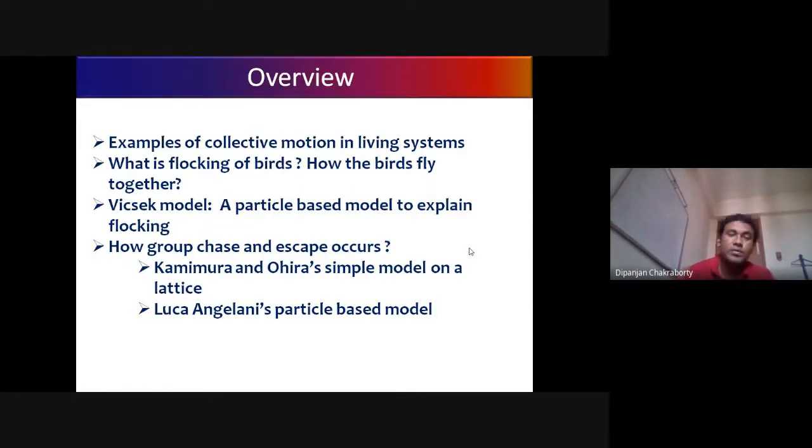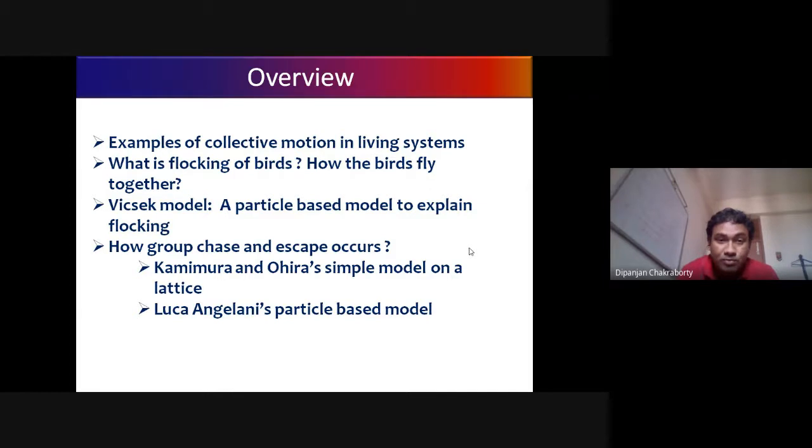So the overview of my talk is that first I'll go through some examples of collective motion in living systems, though in non-living systems also the collective motion has been studied and is of utmost importance. Then I'll go into what flocking of birds is, what collective motion in living matter is, and how the birds fly together.